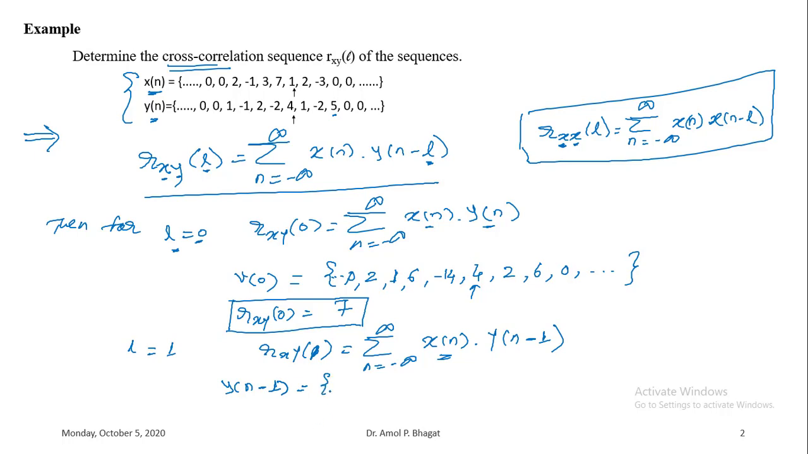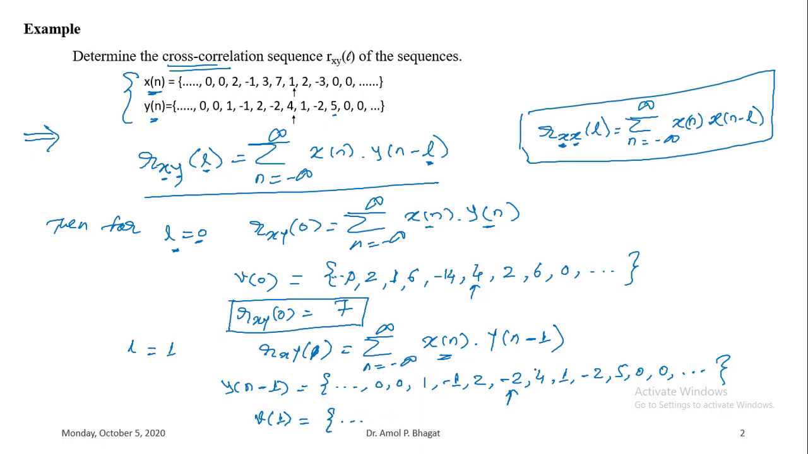So you will simply write down the same sequence. Okay, 0 0 1 minus 1 2 minus 2 4 1 minus 2 5 0 0. So this is your y of n. Okay, but in case of y of n minus 1, this origin will be shifted to left. Okay, so it will be at minus 2 now. Okay, so again, to get the product sequence, you can indicate it as v of 1.